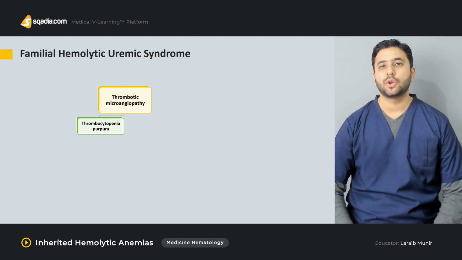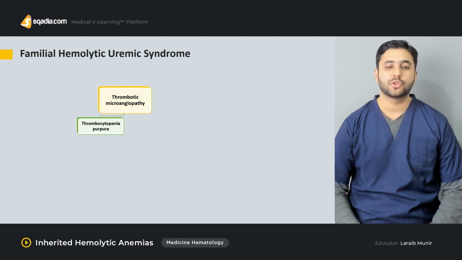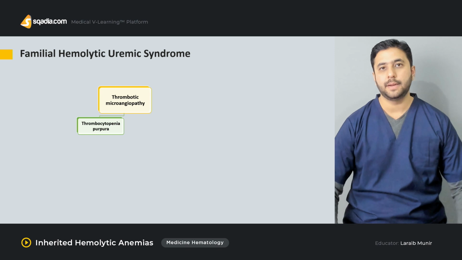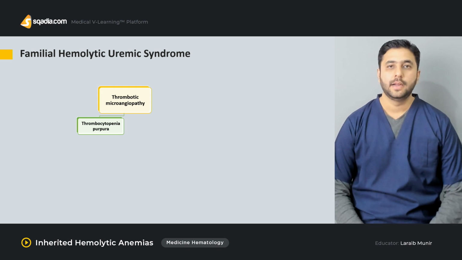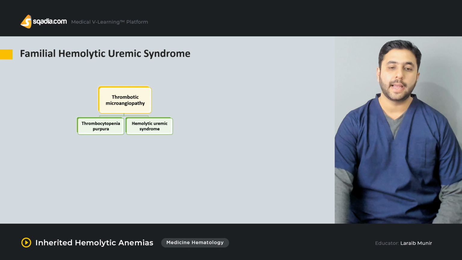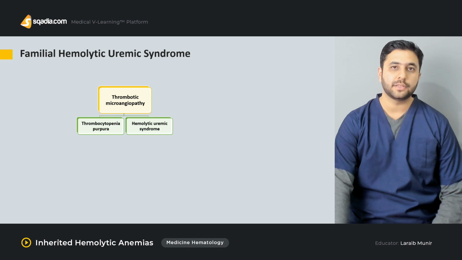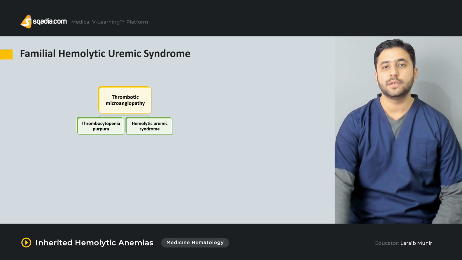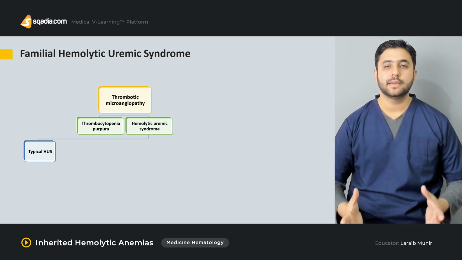There is a generalized thrombocytopenia, evident by thrombocytopenic purpura, the development of purpura because of the platelet deficiency in these patients. And the whole picture of hemolytic uremic syndrome will be evident by the development of the uremia or renal failure. There are various presentations.